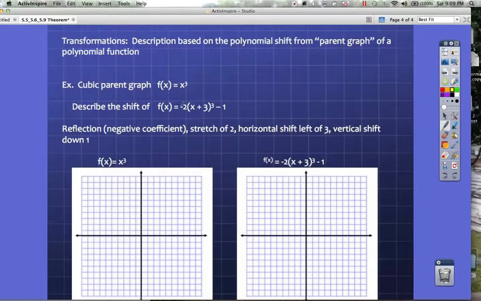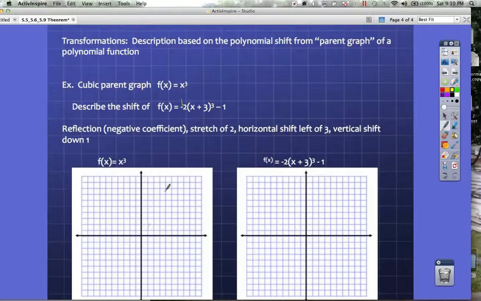Well, to describe it, you look at what's going on with each little piece. This negative in the front, right here, makes this do a reflection, which means it flips it around from positive to negative direction. Okay, then you look inside the parentheses and we have plus 3. That's the horizontal shift, but remember it's always backwards from what's in the parentheses, so it's going to be a shift to the left 3. Then we have a negative 1 on the back end. That is the vertical shift, and that would mean it's going down.